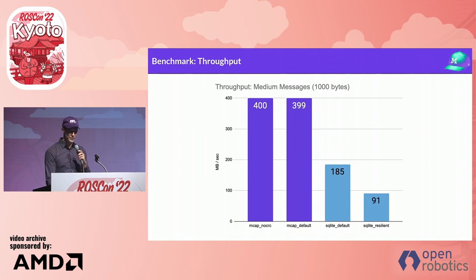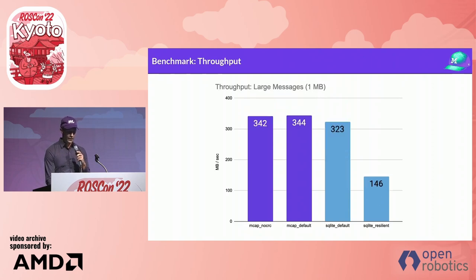When you step up the message size, the throughput of the system for both SQLite and MCAP is going to go up a lot. Notice the y-axis here is a different magnitude. But we still see a 2 to 4x performance gain on MCAP versus the SQLite configurations. And that gap doesn't really start to close until you get to large messages.